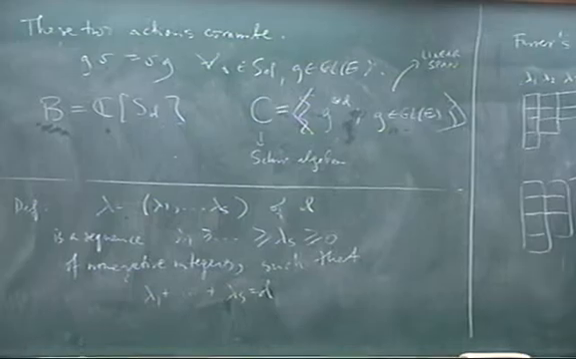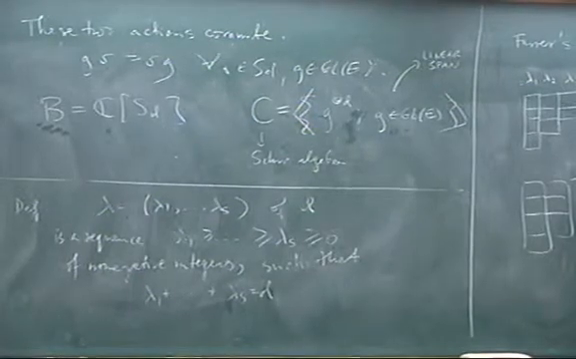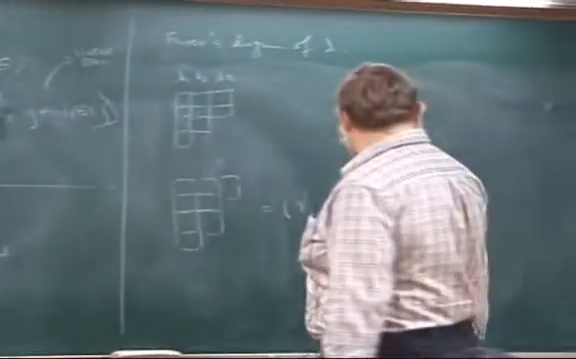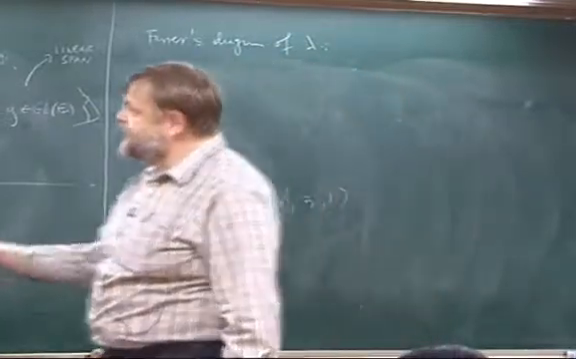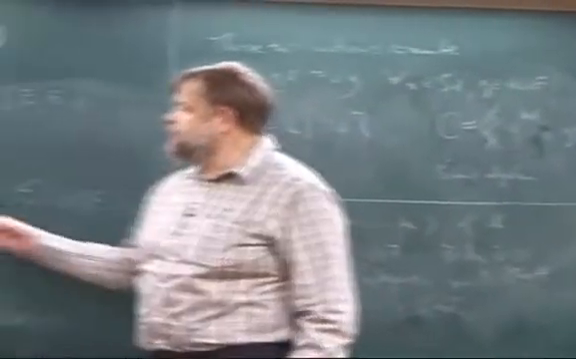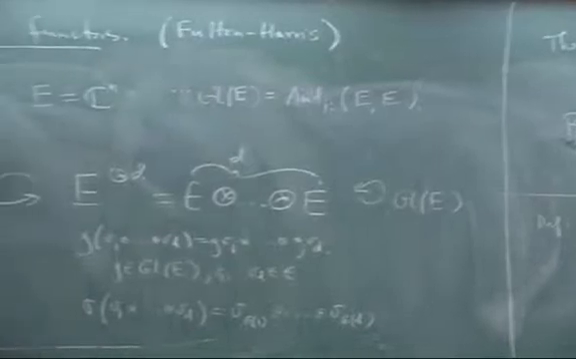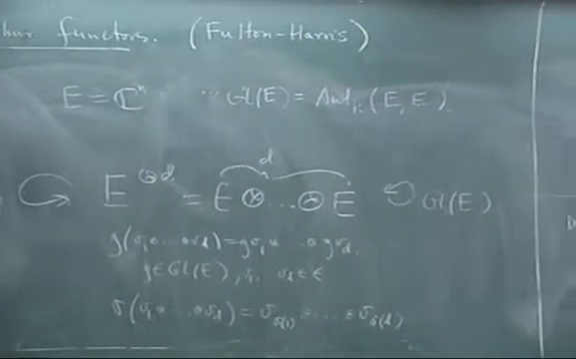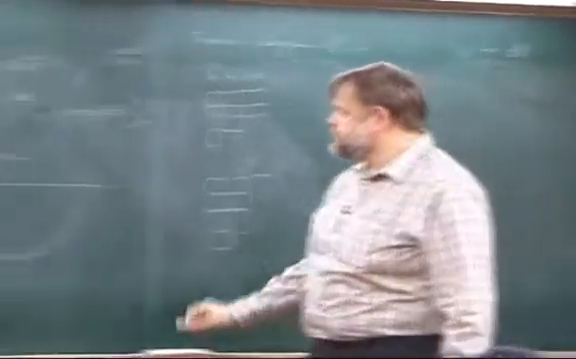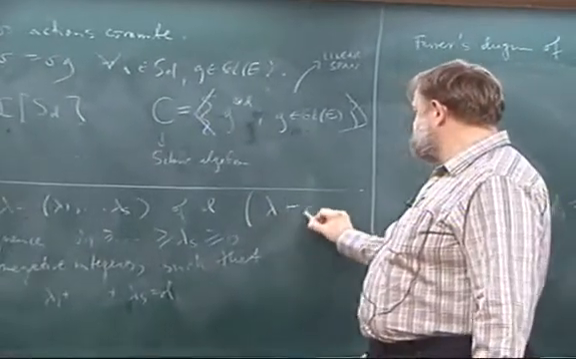But anyway, okay, so now what I can do, I will define certain GL(E) modules in the following way. So suppose I have a partition lambda of D. That's how I'll denote it.